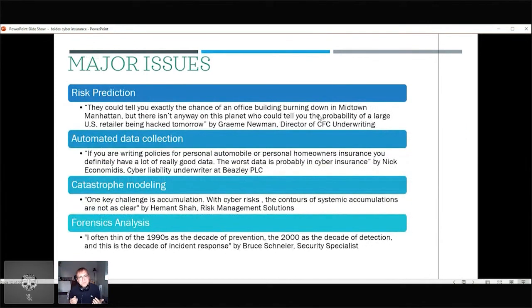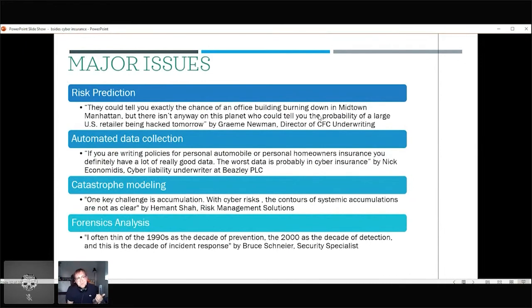So the major issues are basically one of the four pain points that we have nowadays: risk prediction. In other insurance sectors, you can have a pretty good idea of when a building is going to burn down in Manhattan, or when there's going to be a hurricane. But it's very hard to guess if a specific customer will be back tomorrow.